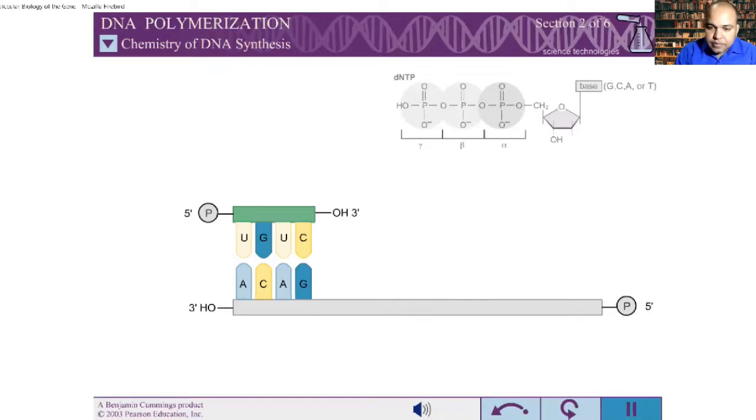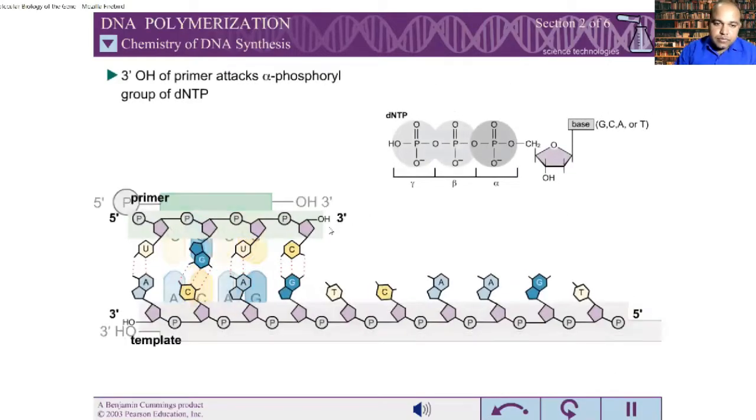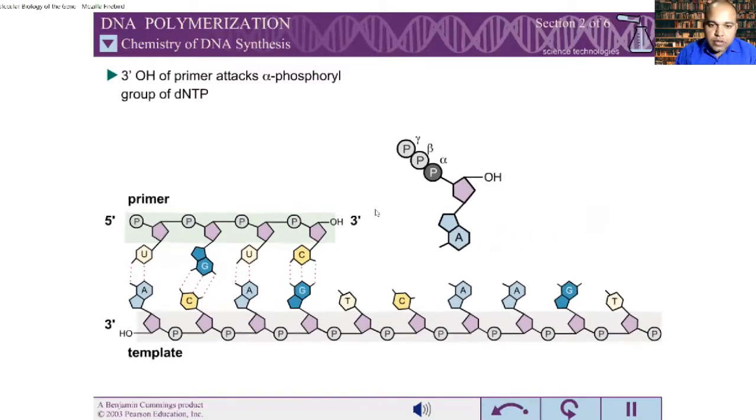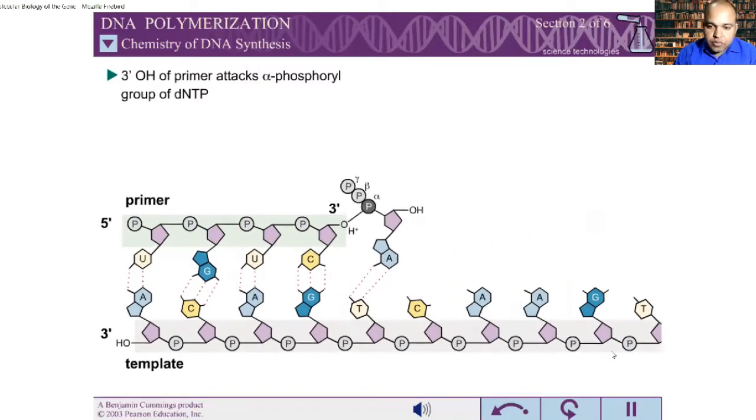Next. The 3' hydroxyl of the primer strand attacks the alpha phosphoryl group of the incoming dNTP in a nucleophilic substitution reaction. So there, the alpha phosphoryl group is going to be attacked. When the alpha phosphoryl group is attacked, the beta and the gamma phosphate groups are going to be removed. When the beta and gamma phosphates are removed, they will leave in the form of pyrophosphate.